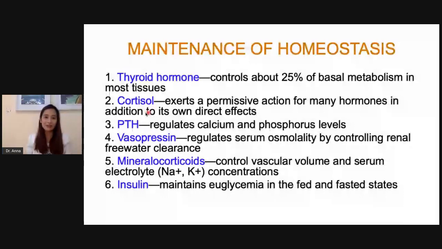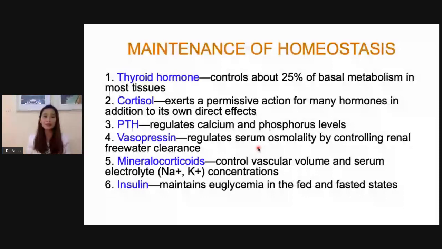Your parathyroid hormone regulates your calcium and phosphorus level. And of course, your calcium is involved in many processes in the body, even enzymatic processes and biochemical pathways. So that's why it's very crucial with homeostasis. Your vasopressin, or your antidiuretic hormone, regulates serum osmolality by controlling renal free water clearance. So when we go into our session on pituitary, I'll discuss that.